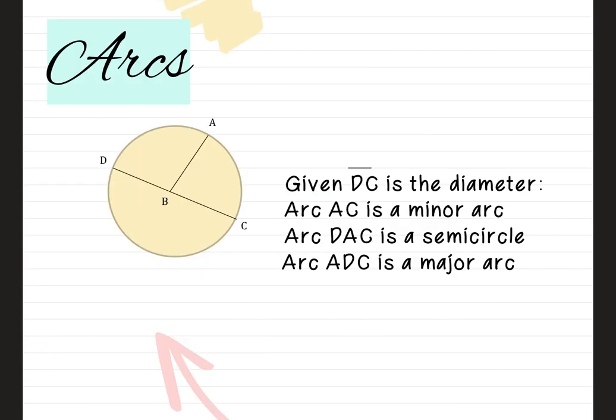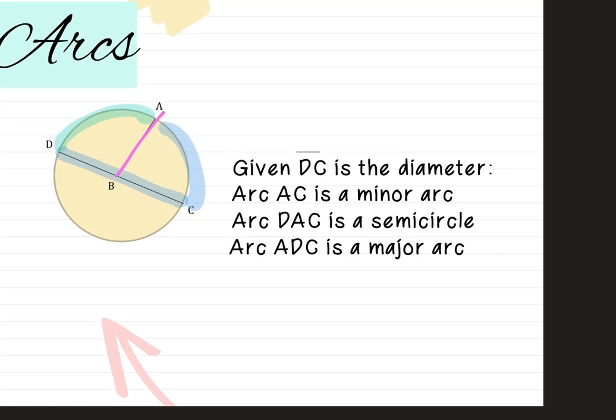All right. So in this diagram, if you are given that DC is the diameter, then as soon as you draw a diameter, it cuts the circle into two semicircles, okay? If you then divide that semicircle with another radius, it cuts that semicircle into two arcs, and those would both be minor arcs. So arc AC and arc AD would both be minor arcs because they're less than half.